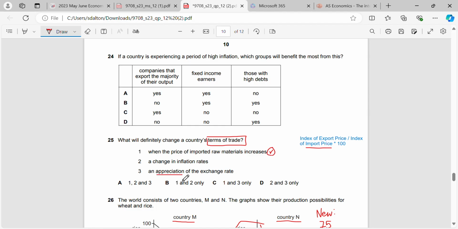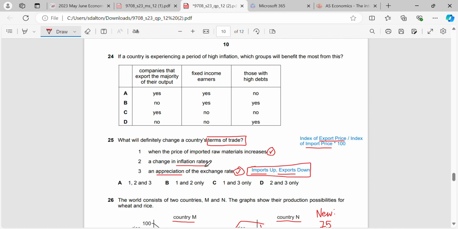Similarly, if we have an appreciation of the exchange rate, that is also going to change the prices of imports and exports. So that will also cause a definite change in the terms of trade. Remember that an appreciation is going to make our total imports go up and our total exports go down. And in terms of prices, the price of the exports goes up and the price of the imports goes down. Whereas with inflation, or a change in inflation rates, they're not telling us that it's a change in inflation.